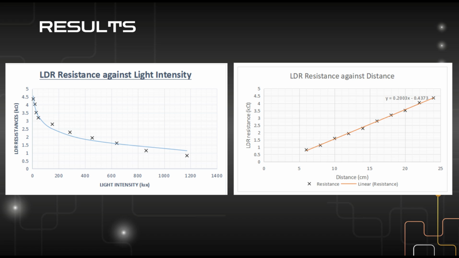And on the right, there is the LDR resistance against distance graph. From this graph, the LDR resistance increases when the distance between the flashlight from the smartphone and the LDR sensor module increases. This is due to the fact that the flashlight is set at a fixed light intensity. As the distance from the LDR sensor module increases, the light becomes dimmer, which results in higher output voltage.